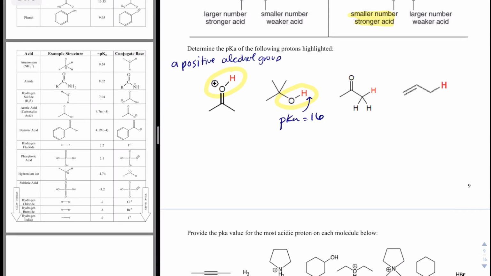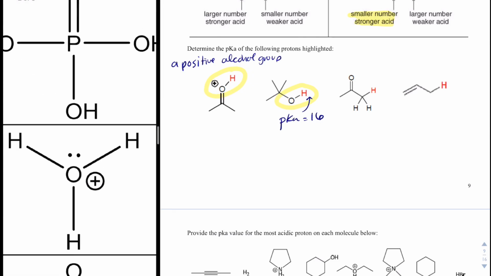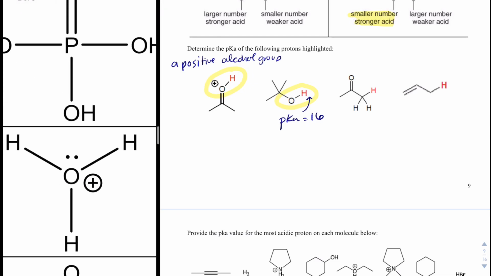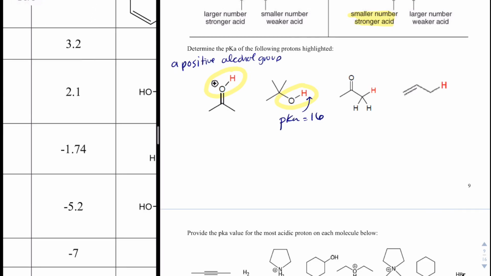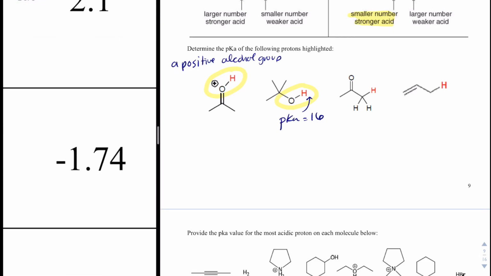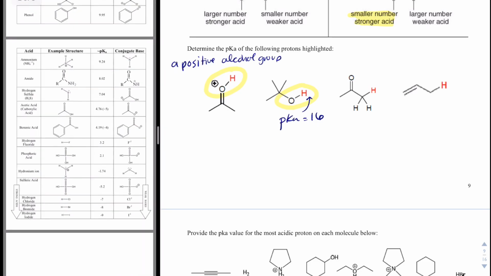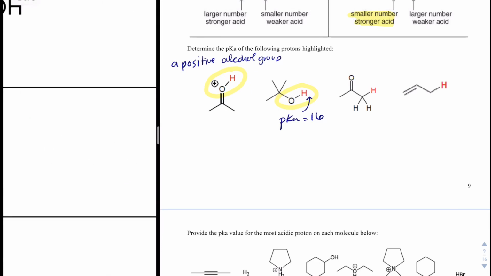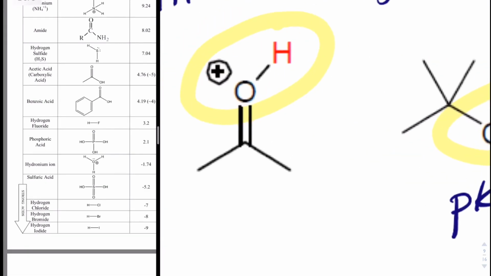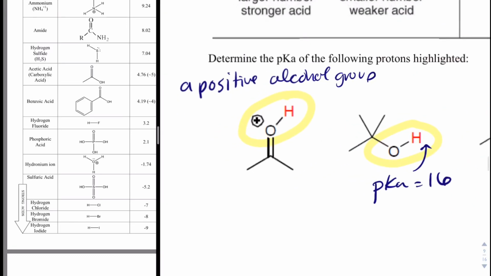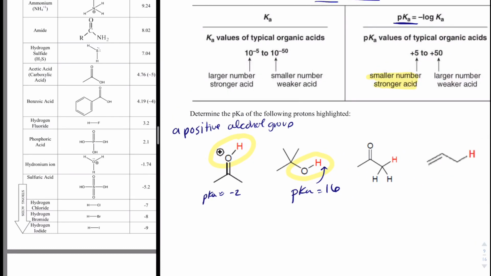Looking here, what I can find is its closest similarity, and that would be the hydronium ion. That would be an OH group that has a positive charge, and that has a pKa of negative 1.74. You are welcome to use negative 1.74, but because negative 1.74 is the exact pKa of hydronium, and this is not hydronium, I am going to say that this pKa is about just negative 2. We'll just round it to the closest whole number.